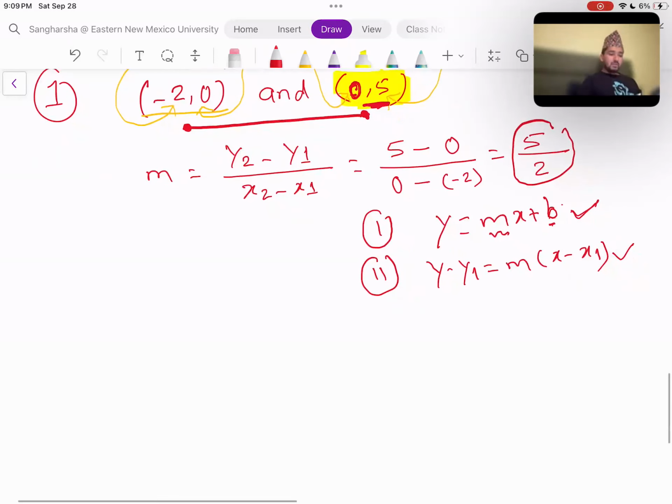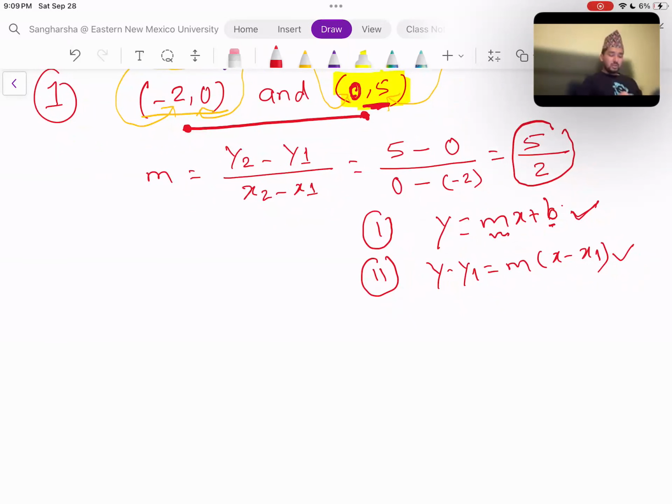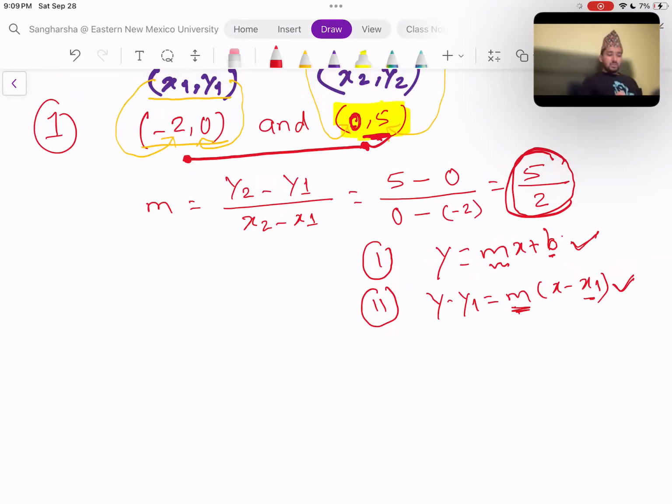Now, if we go to the next one, in order to use the next formula, you must be given the slope. And next, you must have at least one point through which the line passes. We have a slope 5/2, and we do have one point. So you can use either of these two in this case. But in order to use the first one, make sure to have the y-intercept. If you have the y-intercept, then only you can use this formula to find the equation of a line. And if you don't have the y-intercept, you're going to use this second option.